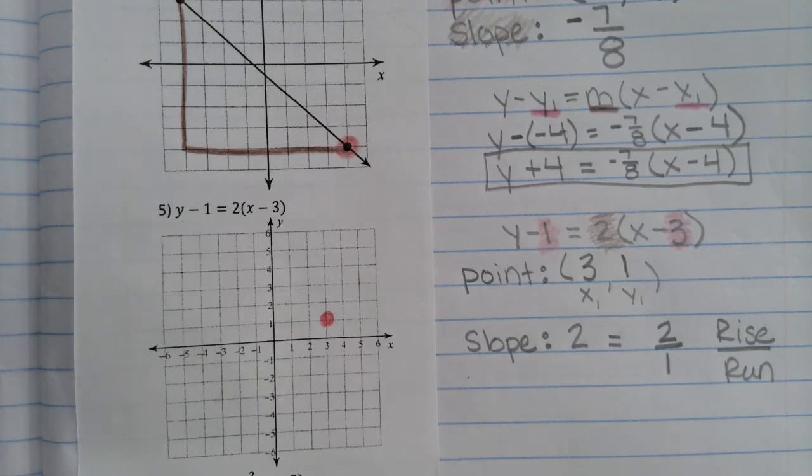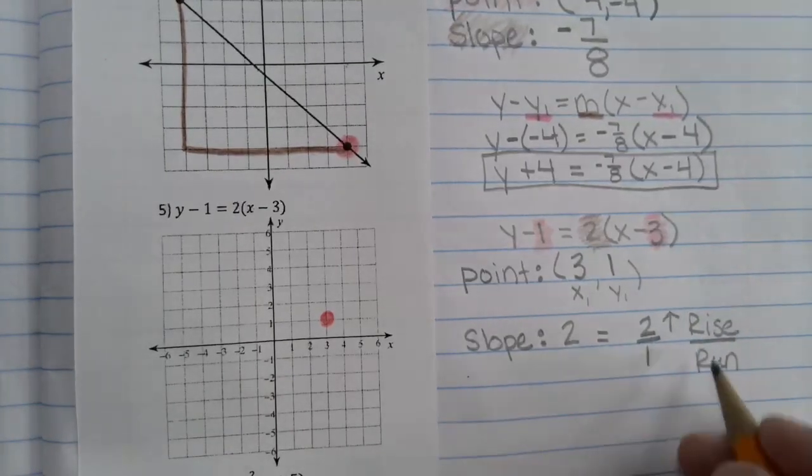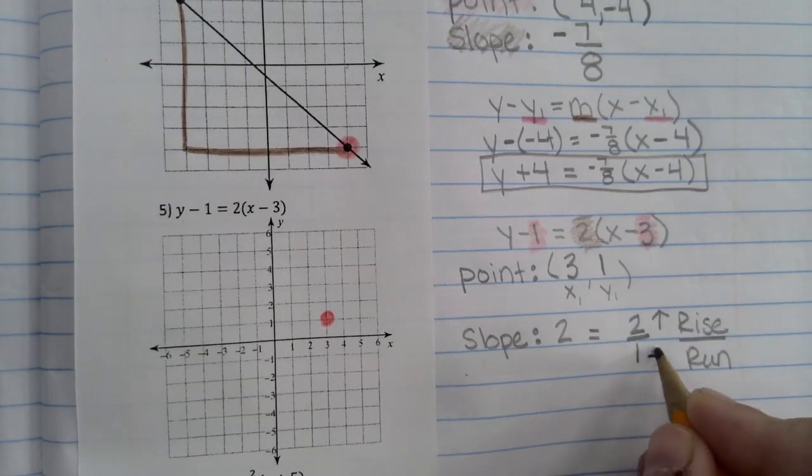So when we rise 2, are we going to go up or down? Up 2. In which direction for a positive 1? Right, 1.